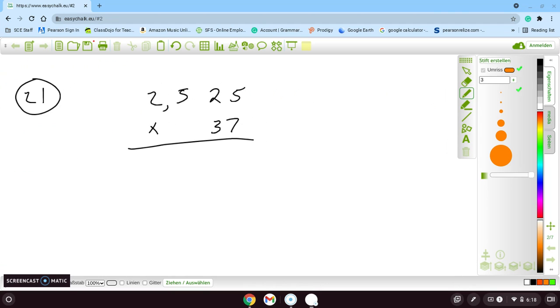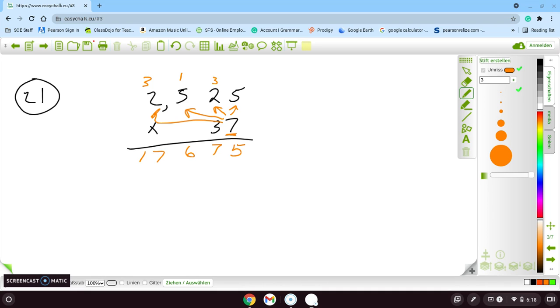Next question. We have 2,525 times 37. Again, I'm going to start with my 7, and I'm going to multiply it by 4 numbers this time. I'll start with my 5, then my 2, then my 5, and then way down here, my 2. So 7 times 5 is 35. Regroup my 3. 7 times 2 is 14, plus 3 is 17. Regroup my 1. 7 times 5 is 35, plus 1 is 36. Regroup my 3. 7 times 2 is 14, plus 3 is 17. So that is my first partial product for the 7.